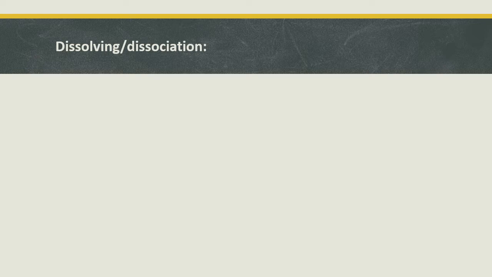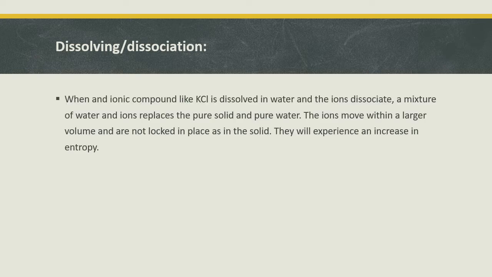So dissolving and dissociation. When an ionic compound like potassium chloride is dissolved in water and the ions dissociate or separate, a mixture of water and ions replaces the pure solid in pure water. So we've got the ionic compounds separating into their ions and mixing in with the water. The ions move within a larger volume and they're not locked into place as they were in the solid. So they will experience an increase in entropy. They're more spread out, so they get an increase in entropy.